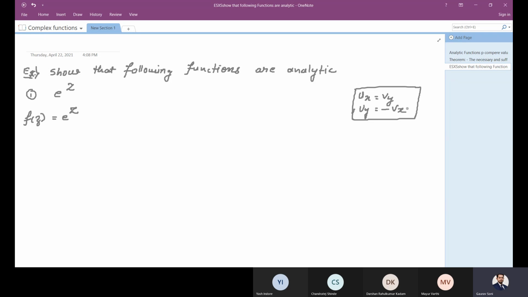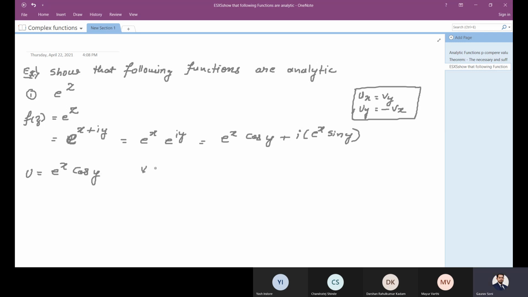This condition needs to be satisfied, and for that I will need u and v. So let's separate u and v. e to the power x plus iy is e to the power x times e to the power iy, and e to the power iy can be written as cos y plus i sin y. So from this expression, u is equal to e to the power x cos y, and v is equal to e to the power x sin y.